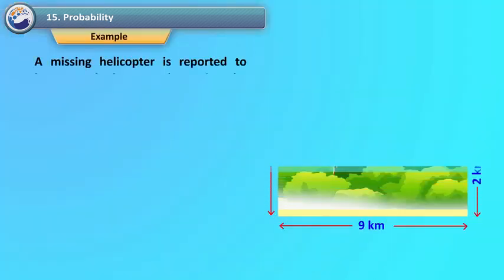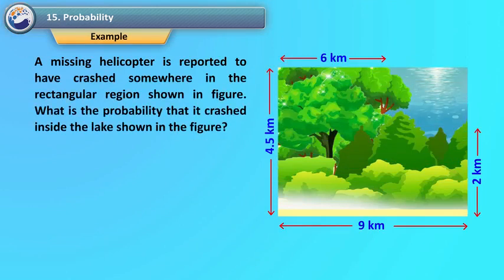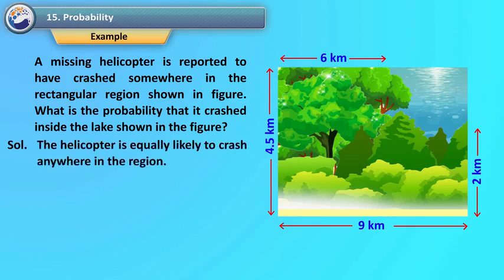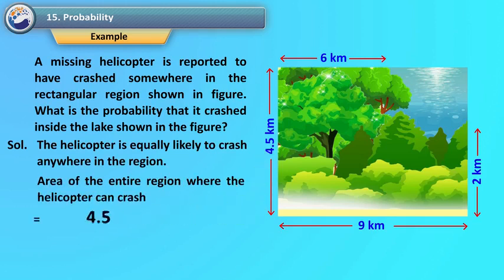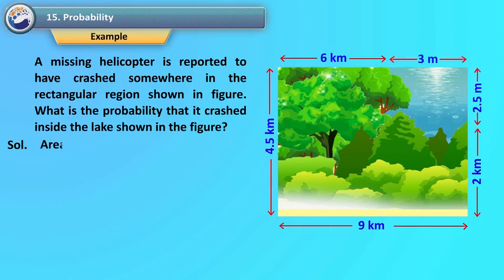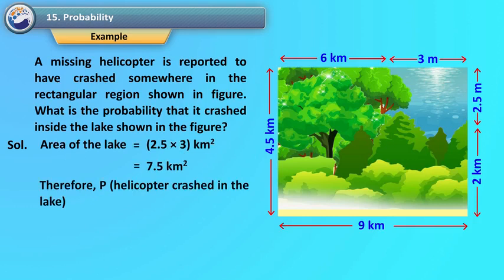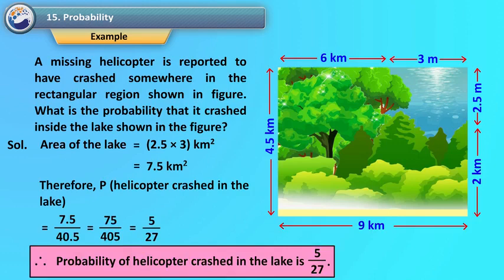Example, a missing helicopter is reported to have crashed somewhere in the rectangular region shown in the figure. What is the probability that it crashed inside the lake shown in the figure? Solution. The helicopter is equally likely to crash anywhere in the region. Area of the entire region where the helicopter can crash equals 4.5 into 9 km square equals 40.5 km square. Area of the lake equals 2.5 into 3 km square equals 7.5 km square. Therefore, the probability of the helicopter crashing in the lake equals 7.5 by 40.5 equals 75 by 405 equals 5 by 27. Therefore, the probability of the helicopter crashing in the lake is 5 upon 27.